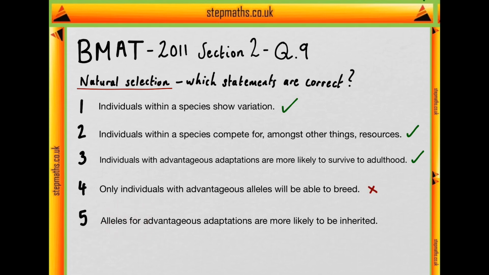However, our next one, 5, alleles for advantageous adaptations are more likely to be inherited. Well, this is true because of the likelihood of survival to adulthood and the likelihood of being selected for a mate, for instance. So we can say our answer is that 1, 2, 3 and 5 are correct. Therefore our answer is option C.